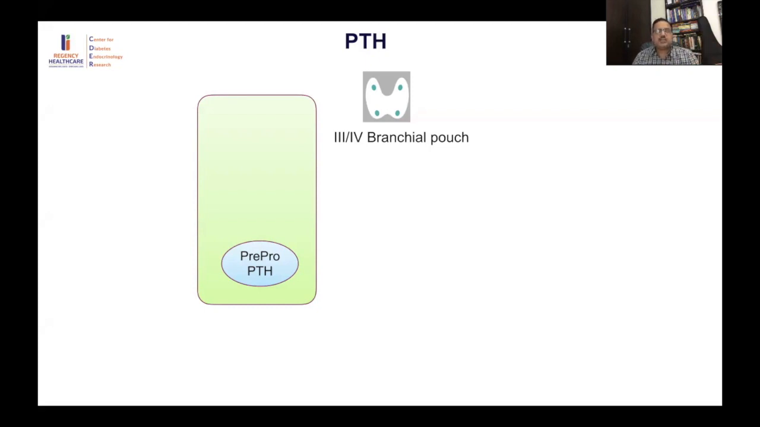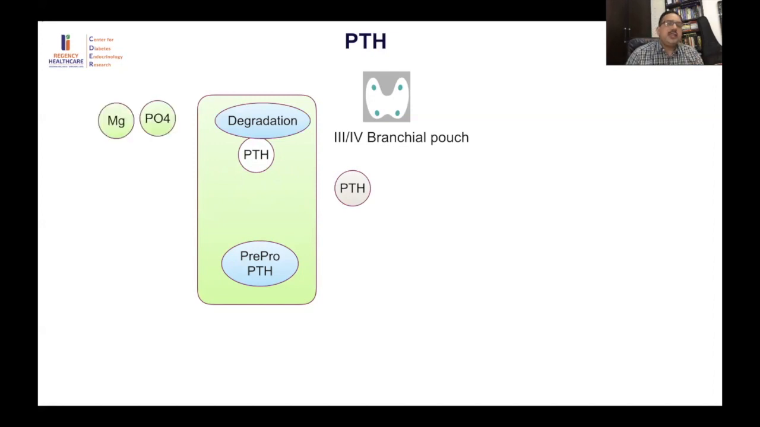So this PTH, because it's a large molecule, as with other large molecules like ACTH and insulin, is preformed and stored in its cells. From there, it is converted from pre-pro-PTH to PTH, and then it can either be degraded or released. So the regulation of PTH, as for other large peptides, is largely at the level of release and not synthesis. And the major determinants of release are magnesium and phosphorus.